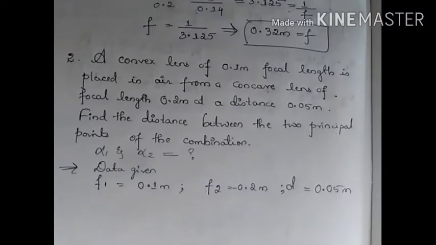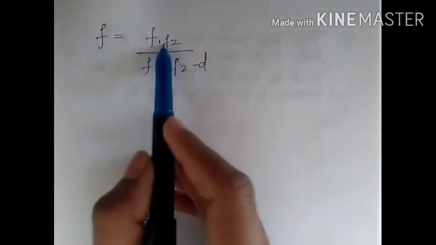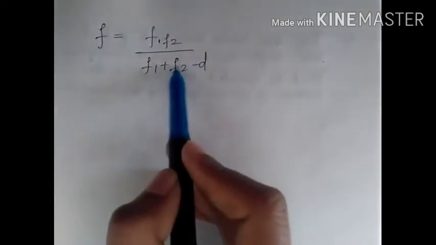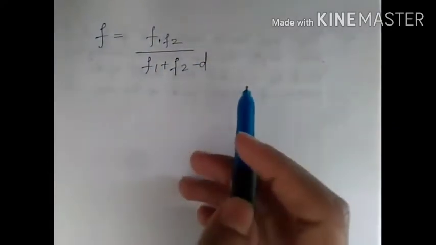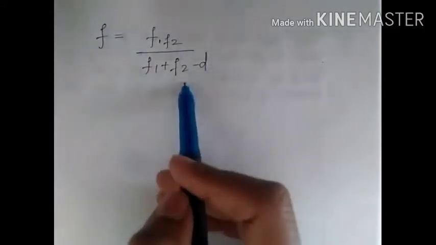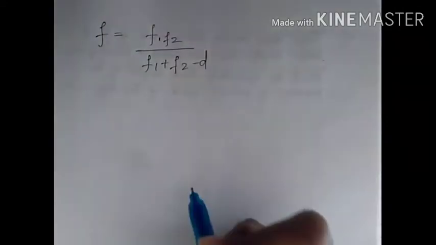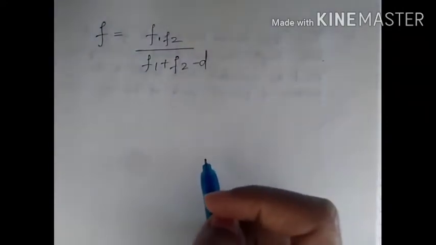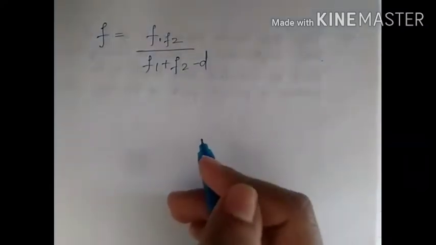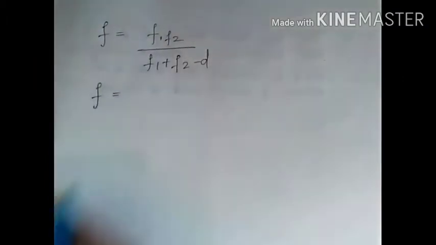So let us see the equation that we have to use for this question: F equals F1 F2 divided by F1 plus F2 minus D. Since the medium given to us is air, D by N here is 1, so you need not worry about the refractive index of the medium. Now let us substitute the given values in the formula.